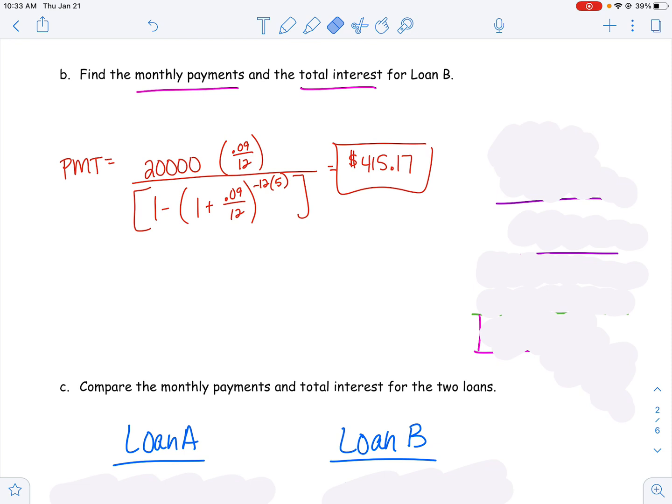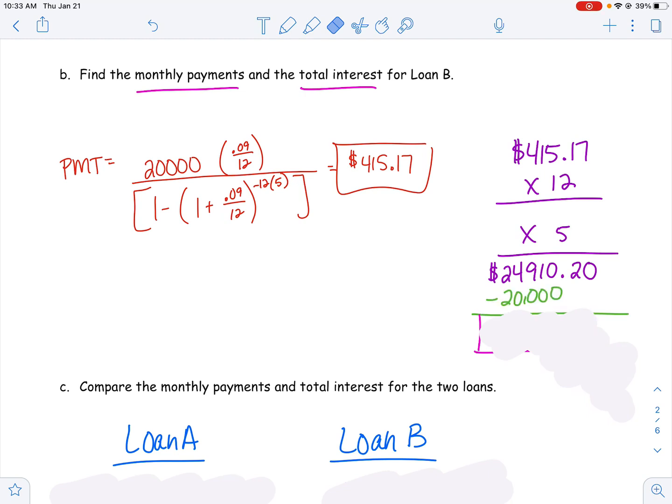$415.17. Your monthly payment, if you choose Loan B, is $415.17. If you pay $415.17 every month for 5 years this time, you're going to end up paying a total of $24,910.20. Remember, the car was only $20,000. So that means you paid over $4,900 in interest to your bank. You paid $4,910.20 extra in interest.